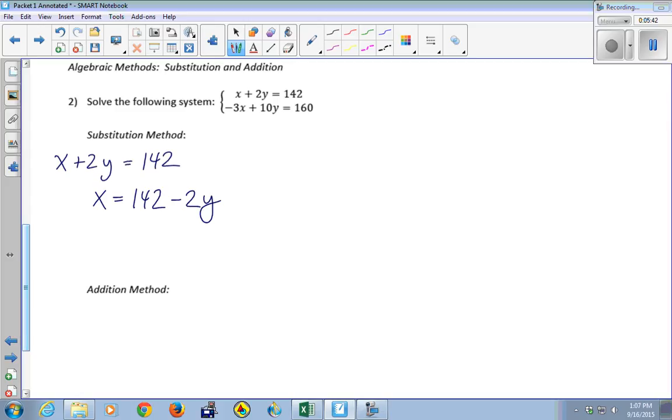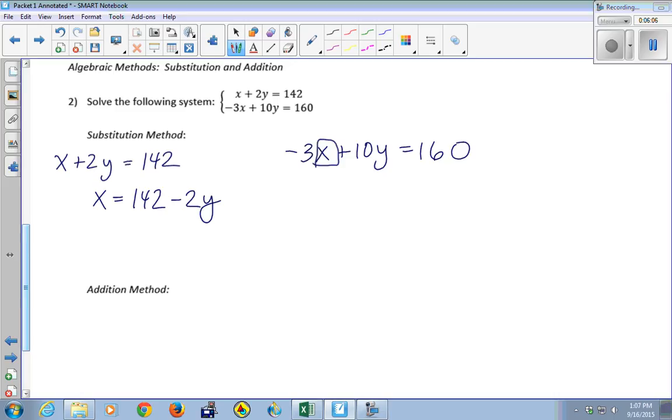So I just subtracted 2y from both sides. Okay, so now I use my other equation. Now I write down my other equation, negative 3x plus 10y equals 160. And wherever I see an x, I'm going to replace it with 142 minus 2y, because x and that expression are equal.